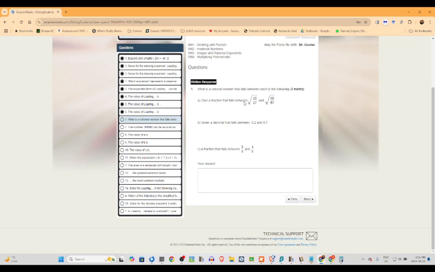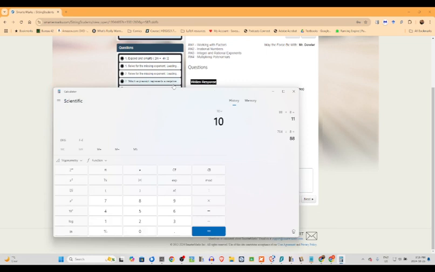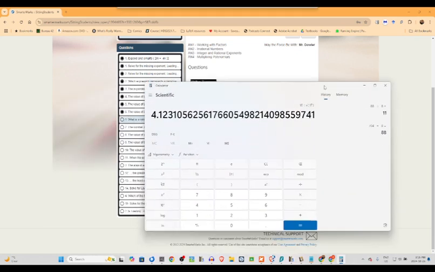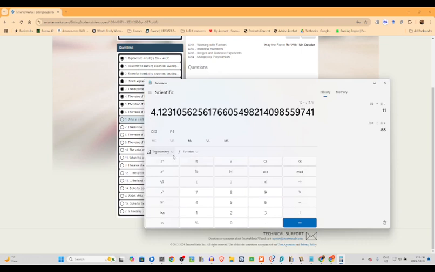So here, we want a fraction that falls between the square root of 10 over 17 and the square root of 50 over 67. Well, 10 over 17 is about 4.12. Oh, that only took the square root of 17, not just 10. All right. Let's try this. 10 over 17, and then I hit equals. There we go. Now we take the square root. It's about 0.7669.